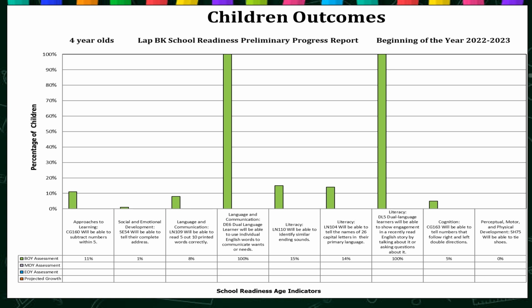So here we have a sample of the beginning assessment. We can see for this particular class, for the 4-year-olds, approaches to learning as an example, in the domain CG160, with the description, will be able to subtract numbers within 5%. At the beginning of the year, the boy assessment, they scored 11%. So depending on the percentages that the projected growth shows us in the school readiness, we can see if the child did master the domain or did not master the domain.